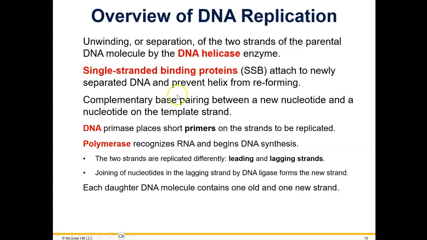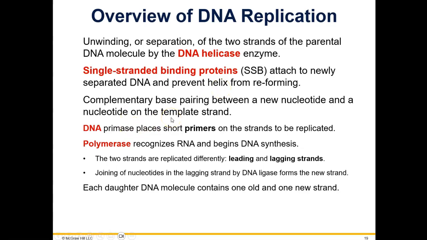So the first thing that has to happen is, since DNA is a double-stranded molecule, it has to unwind or separate. And the shape of DNA is a helix. The enzyme that unwinds and separates the 2 strands of DNA is called DNA helicase. So DNA helicase first unwinds and separates the 2 parental strands of DNA. And then single-stranded binding proteins attach to prevent the helix from reforming.